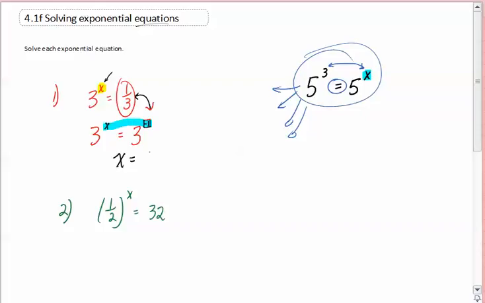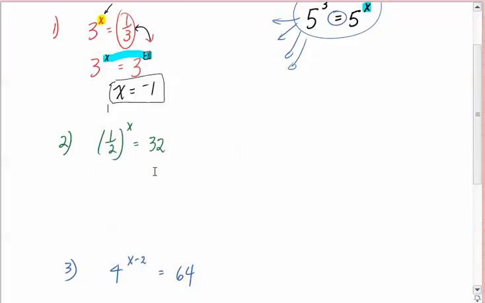So I'm going to go ahead and pull that down. Now, it's not that the 3's are canceling. There's none of that happening. It's just that I'm using logic, and it has to be that the exponent is a negative 1. And so there's my answer. Isn't that simple? Let's take a look at another one.